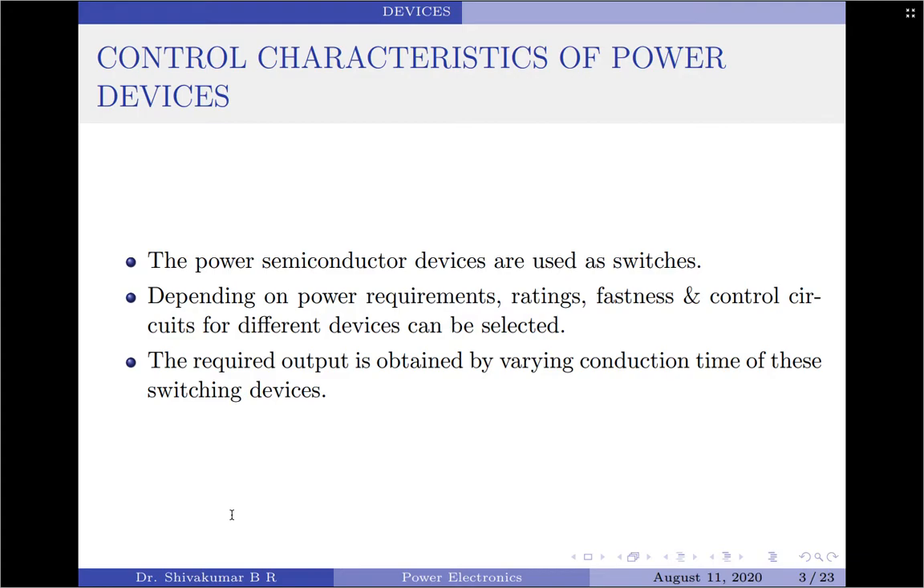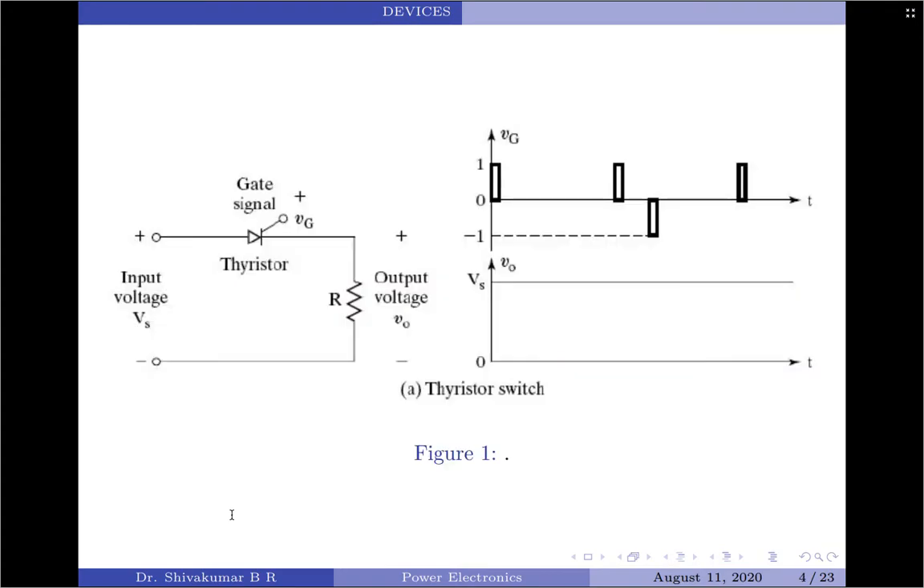So depending upon the power requirements, ratings, fastness, and control circuits, circuits for different devices can be selected. So here we are going to illustrate the control characteristics for very few of the very commonly used power semiconductor devices. Let us start with a simple thyristor switch.